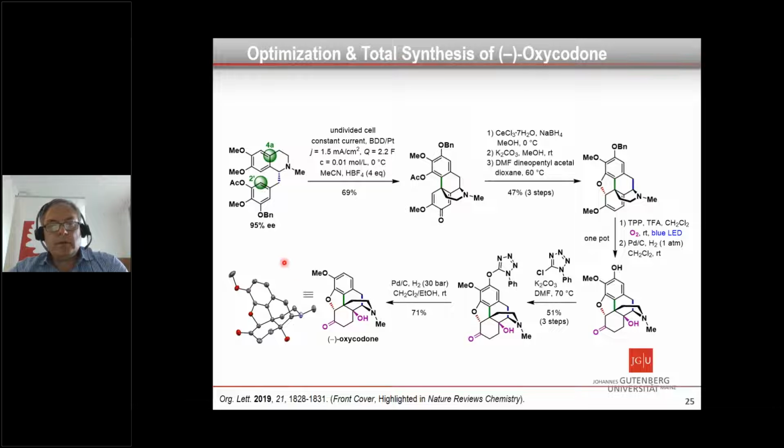And the molecules we used were that this is coupled, and this is selectively coupled between the 2' and the 4a position, and then you get this central intermediate with 69%, and then you do the typical organic transformations you need to make this molecule, the oxycodone, which has not a good reputation, especially in the US at the moment.